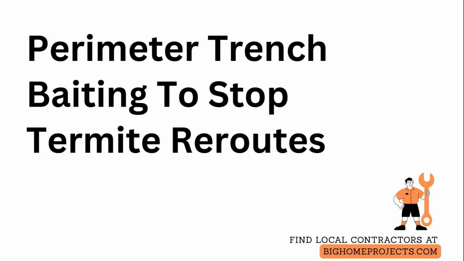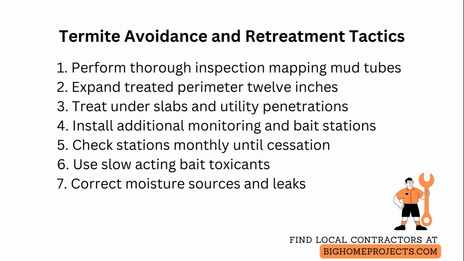Termites often tunnel around treated zones, so targeted tactics are required to intercept and retreat diverted foragers. Post-construction termite treatment should start with a thorough inspection that maps visible mud tubes, wood contact points, and soil moisture gradients. Expand the treated perimeter by trenching and applying termiticide in a continuous band at least 12 inches beyond observed tunneling, making sure to treat under slabs and around utility penetrations where possible.